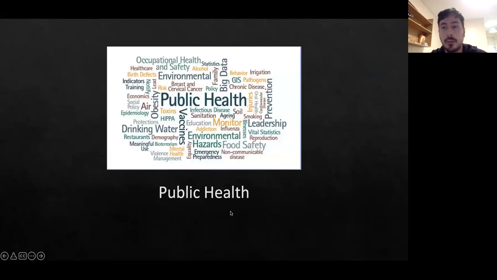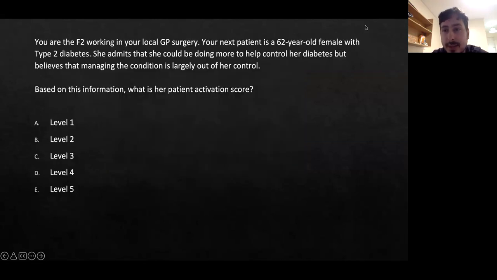Cool. Let's start with the public health section. This is the first SBA. You're an F2 working in your local GP surgery. Your next patient is a 62-year-old female with type 2 diabetes. She feels like she could be doing more to help control her diabetes, but believes managing the condition is largely out of her control. Based on this information, what is her patient activation score?